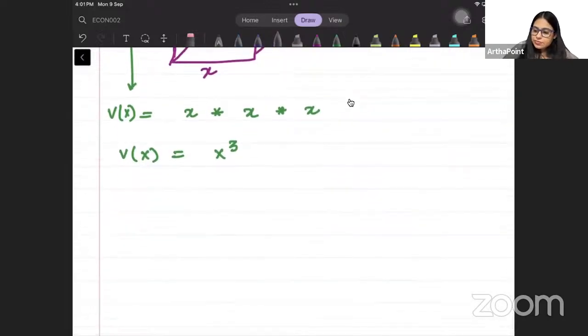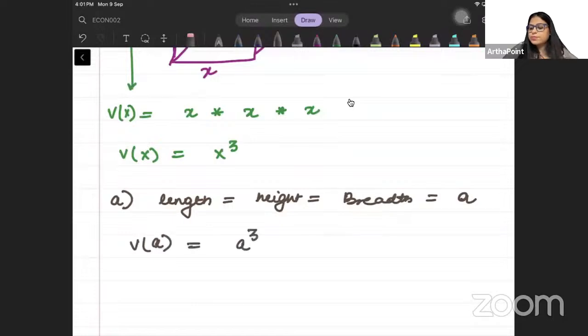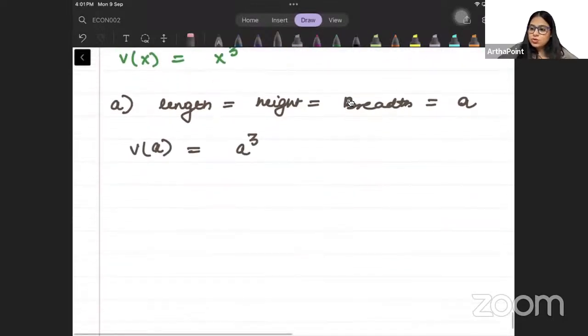अब case 1 beta. Suppose I tell you that in this the length of cube is equal to height of cube is equal to breadth of cube, and that is equal to a. Length, breadth and height are a. तो volume क्या हो जाएगा बच्चे? Instead of x, I will put a. So it will be a cube.